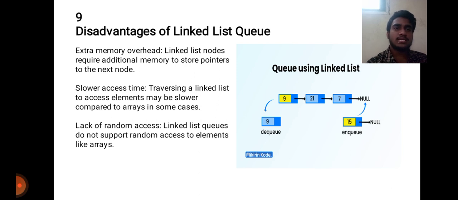Disadvantages of linked list queue. Extra memory overhead: linked list nodes require additional memory to store pointers to the next node. Slower access time: traversing a linked list to access elements may be slower compared to arrays in some cases. Lack of random access: linked list queues do not support random access to elements like arrays.